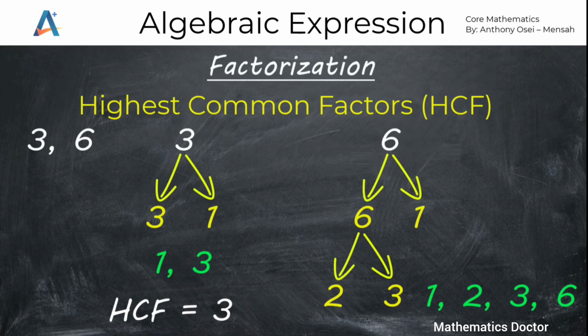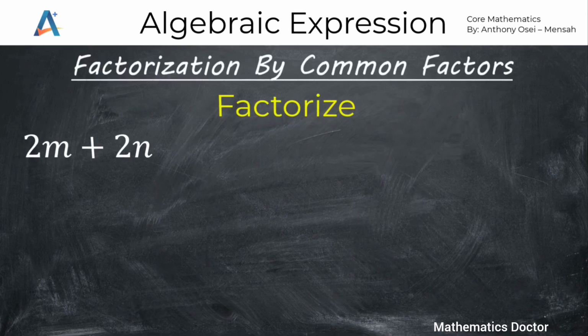So if you want to factorize completely, always go in for the HCF of the two numbers or the two terms. Factorize 2m plus 2n. If you take a critical look at this question, the first term is 2m and the second term is 2n. When we check, we realize that the common factor here, or the common term here, is 2 itself.